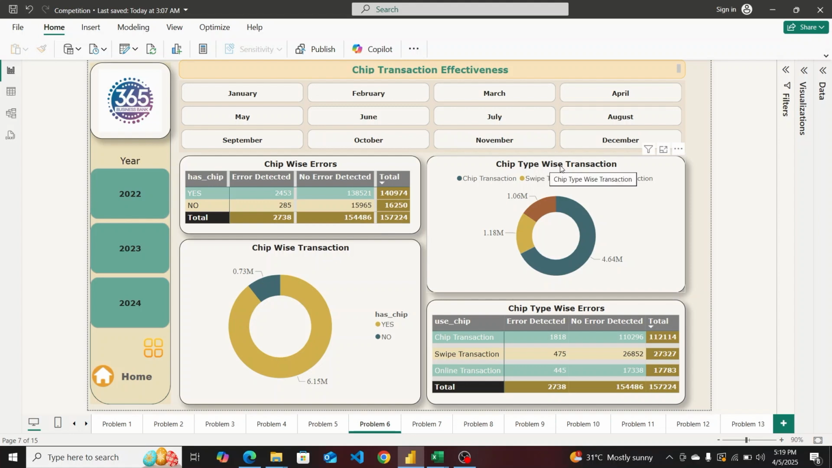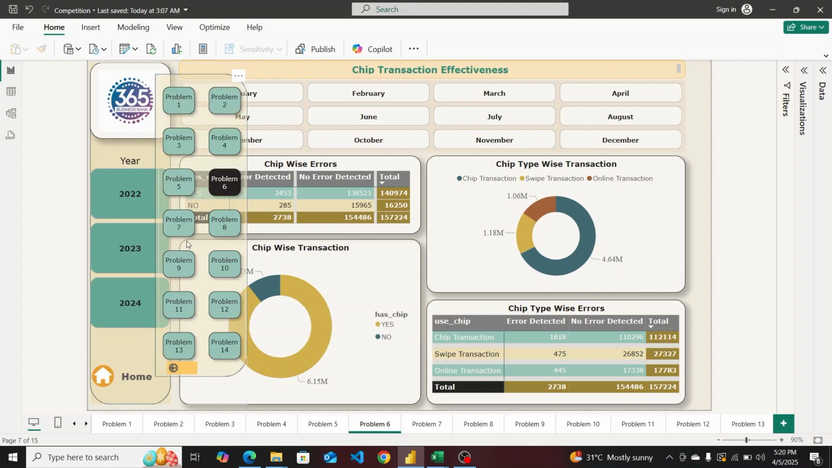Chip type wise, there are three types of transactions: chip transactions, swipe transactions, and online transactions. Chip transactions have the most volume, which is 4.64 million. Similarly, this is the matrix which shows chip type wise transactions, whether it is an error transaction or not. 1818 transactions are detected as error transactions while using a chip transaction. So now let's move to problem 7.